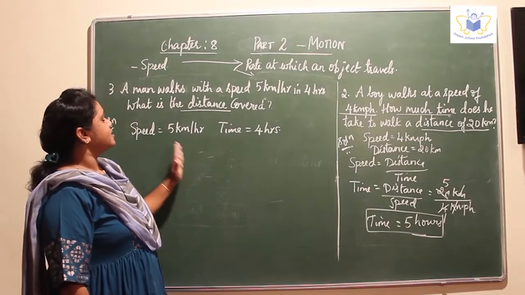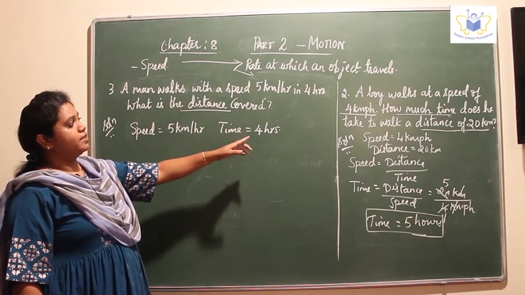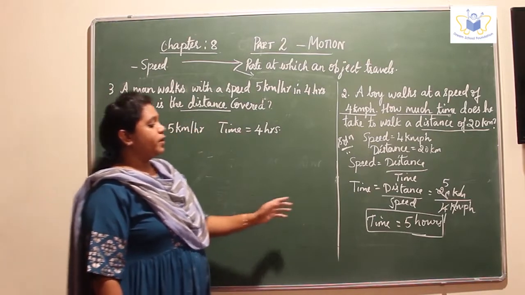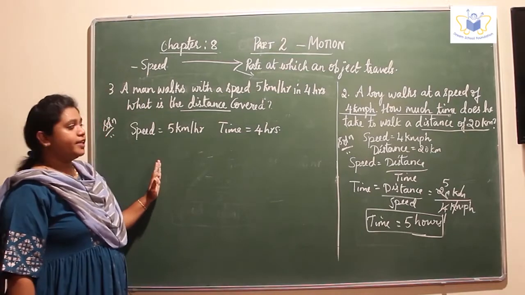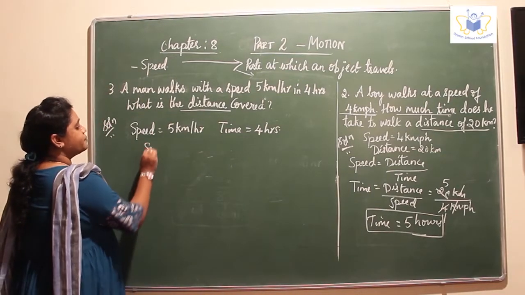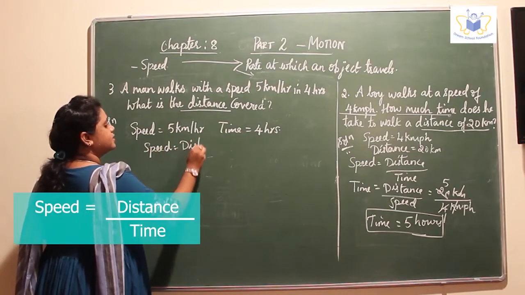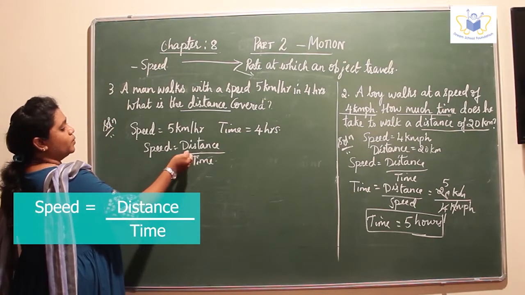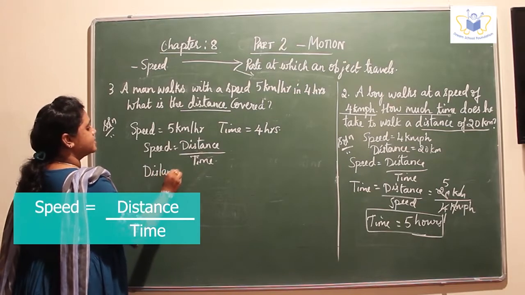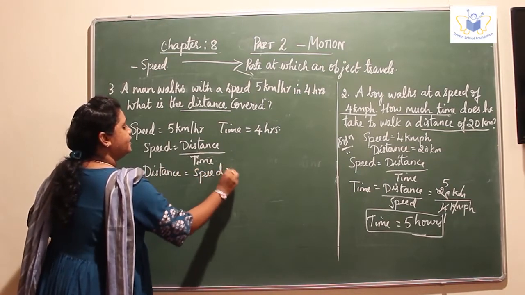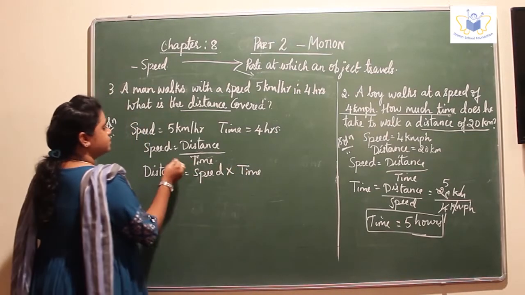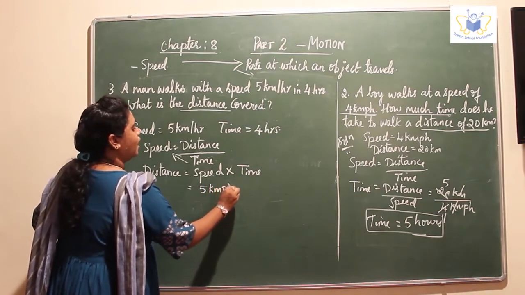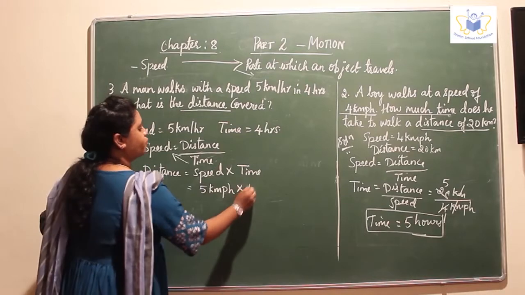The third problem: a man walks with a speed of 5 km per hour for 4 hours. What is the distance covered? In the previous two problems, we found out the speed and time. In this problem, we will find out the distance covered. So the formula is speed equals distance divided by time. Correct? So now the distance travelled is speed into time. So we multiply here. The speed is 5 km per hour into time taken, 4 hours.